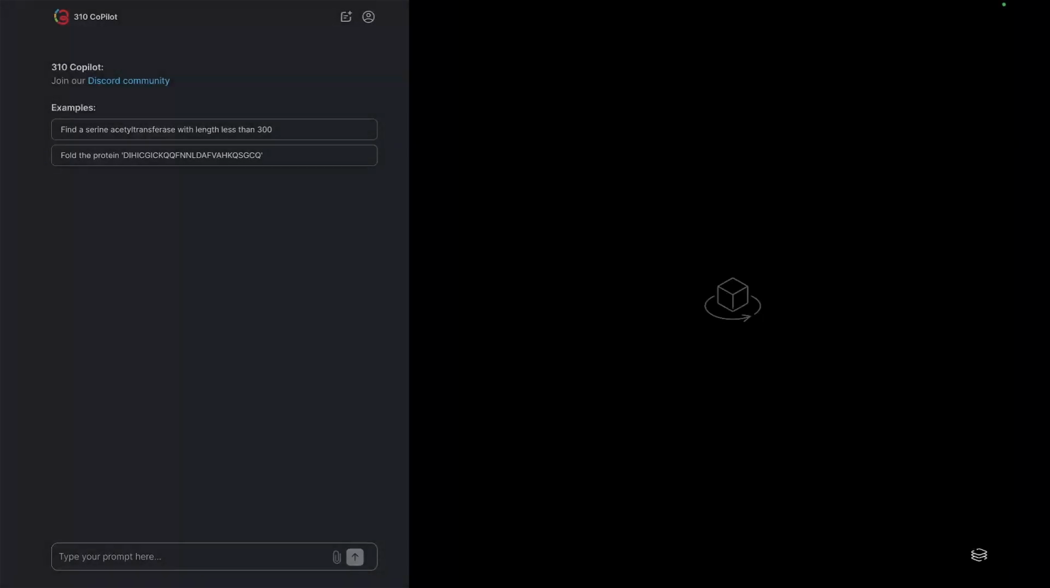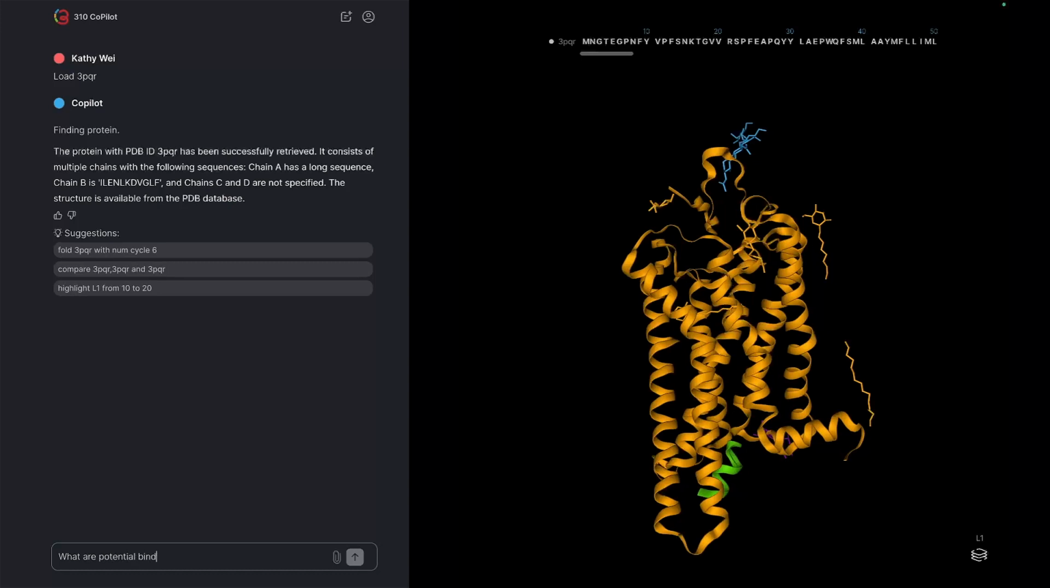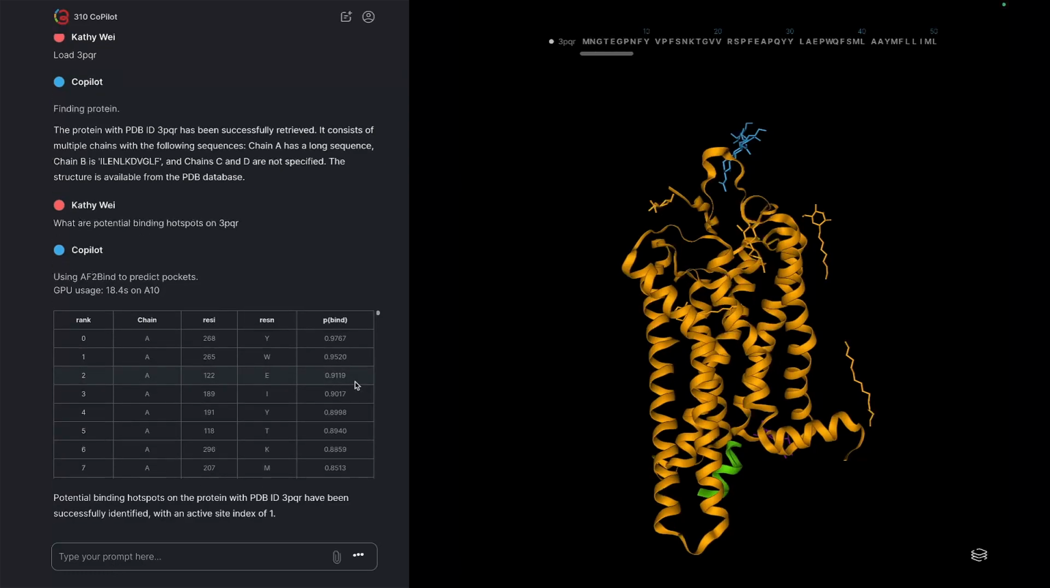Now, to get started, first you will need to load a structure. If you know the PDB ID, you can load it directly. For example, here we load 3PQR. Then you can ask Copilot, what are the potential binding hotspots on 3PQR? This will run AF2Bind and produce a table of all the residues in the protein, rank ordered by their probability of being involved in binding.